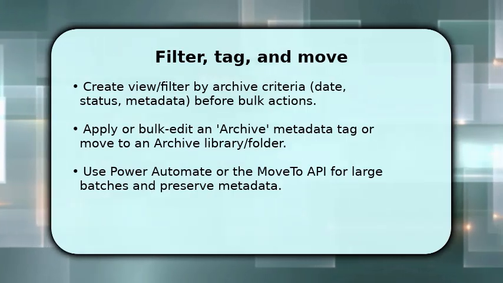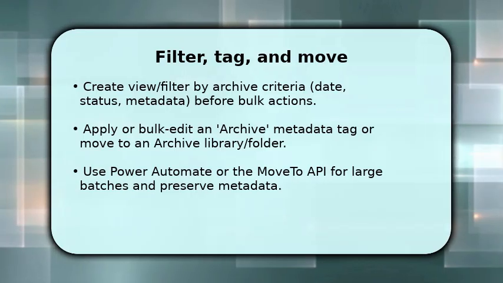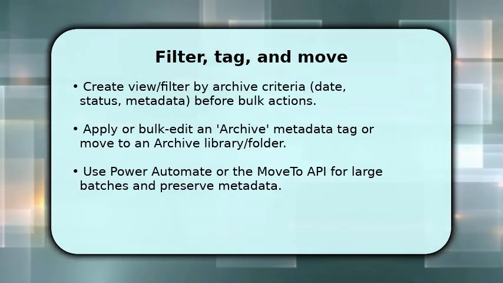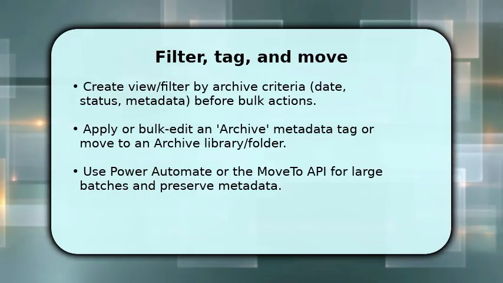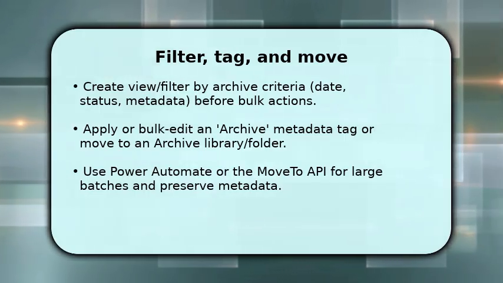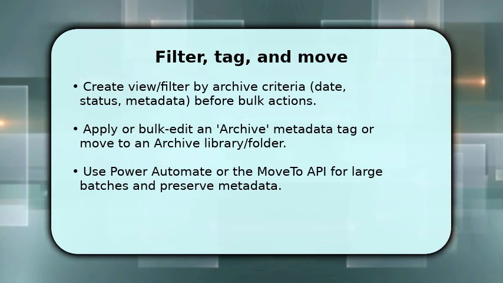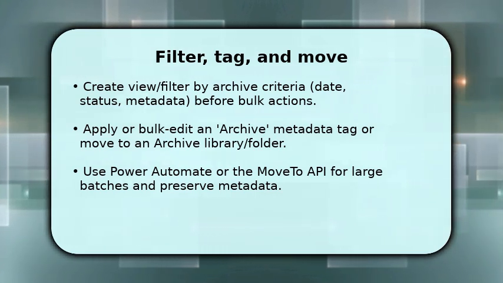For many items, use Power Automate Flow or the Move to API to transfer files to the archive library or folder while preserving versions and metadata. These automated moves keep audit trails intact and prevent accidental edits during the transfer process.